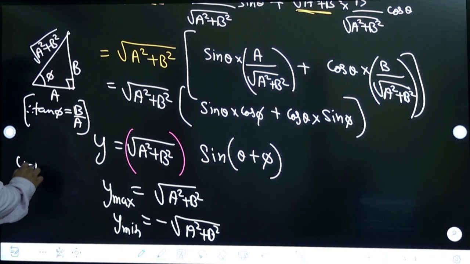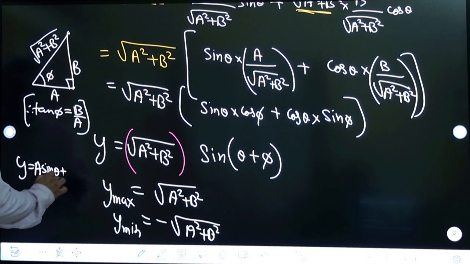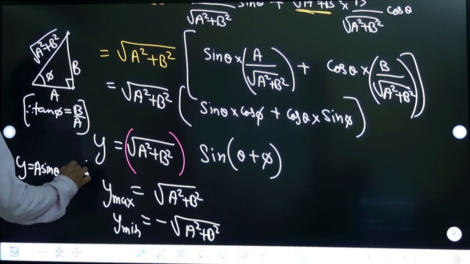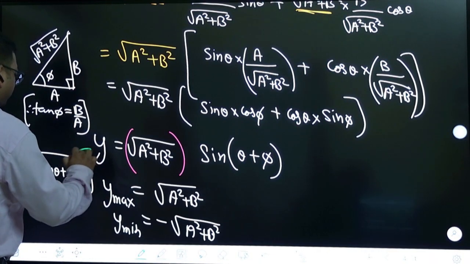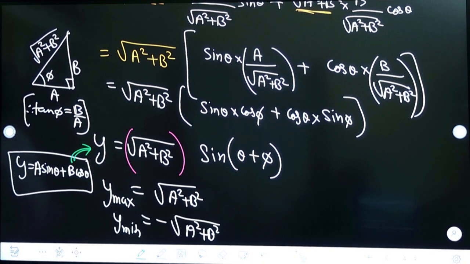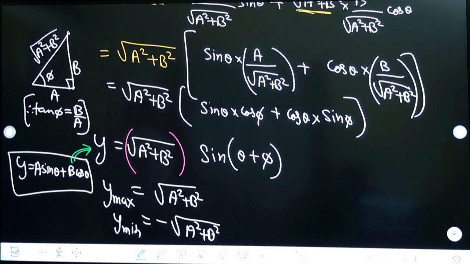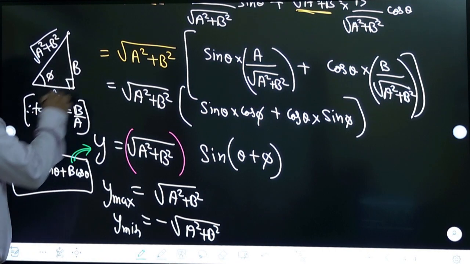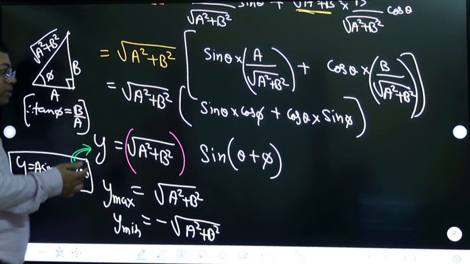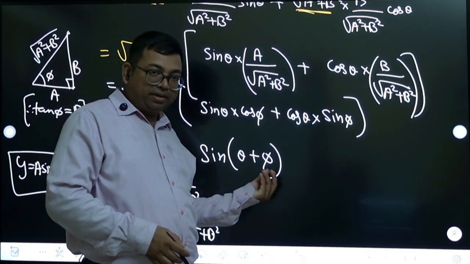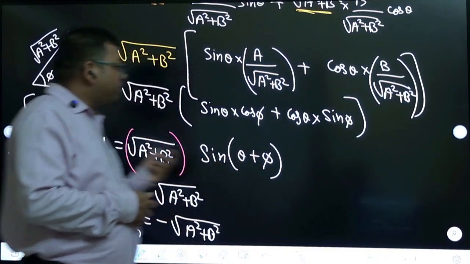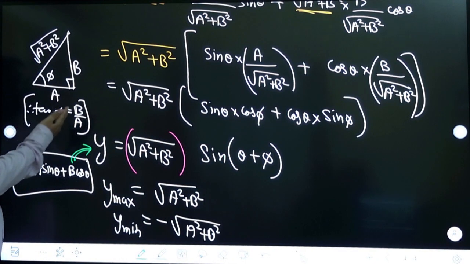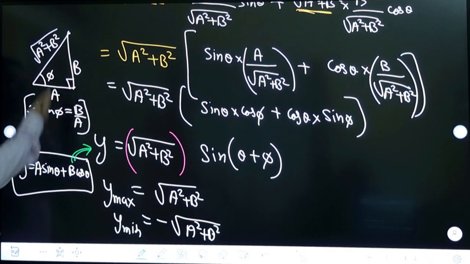If y is equal to a sine theta plus b cos theta, then it can be written this way. This is what you have to note. You can rewrite it in this form, because in this formula we are writing theta plus phi. Somebody can ask what is phi. Phi can be calculated from this triangle, b by a. We can easily calculate that.